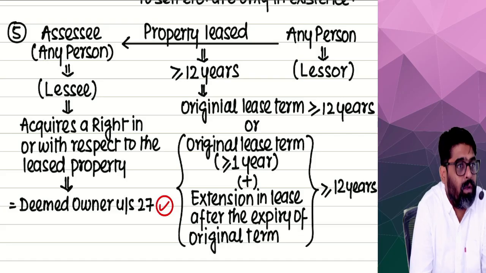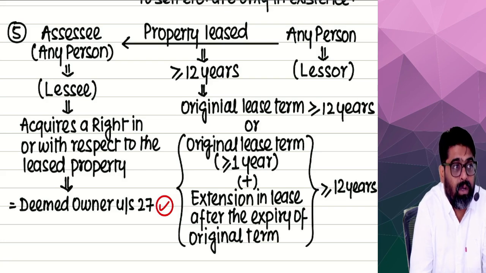less than 12 only. Will you get the right? You are not the deemed owner. But what if the original period was 10 years, and in the lease agreement I have written that after the expiry of the original term, the lease agreement can be further extended for another 10 years.